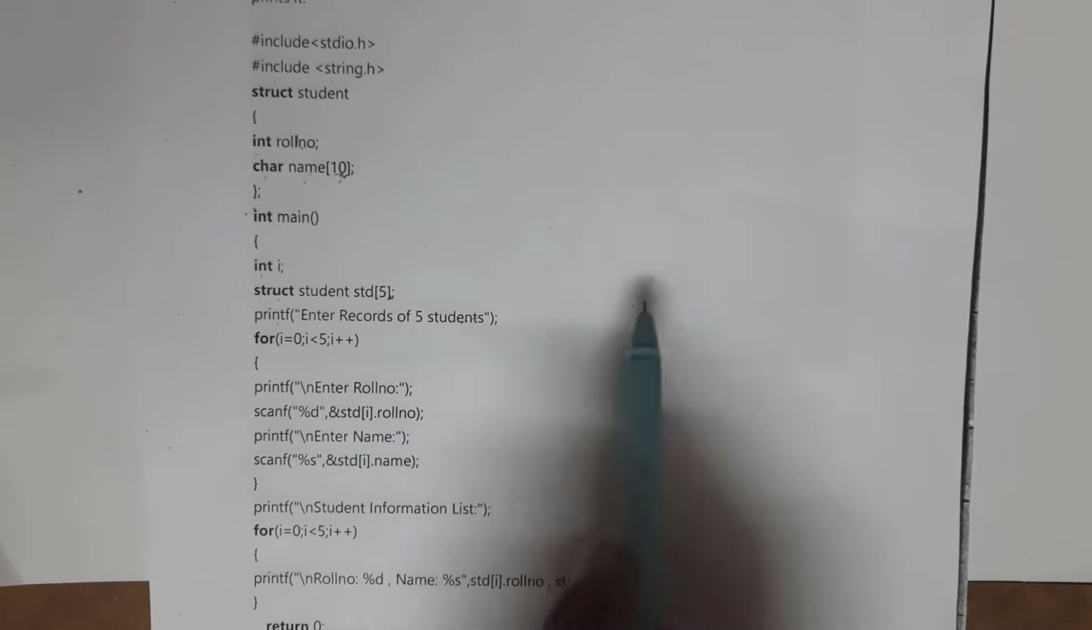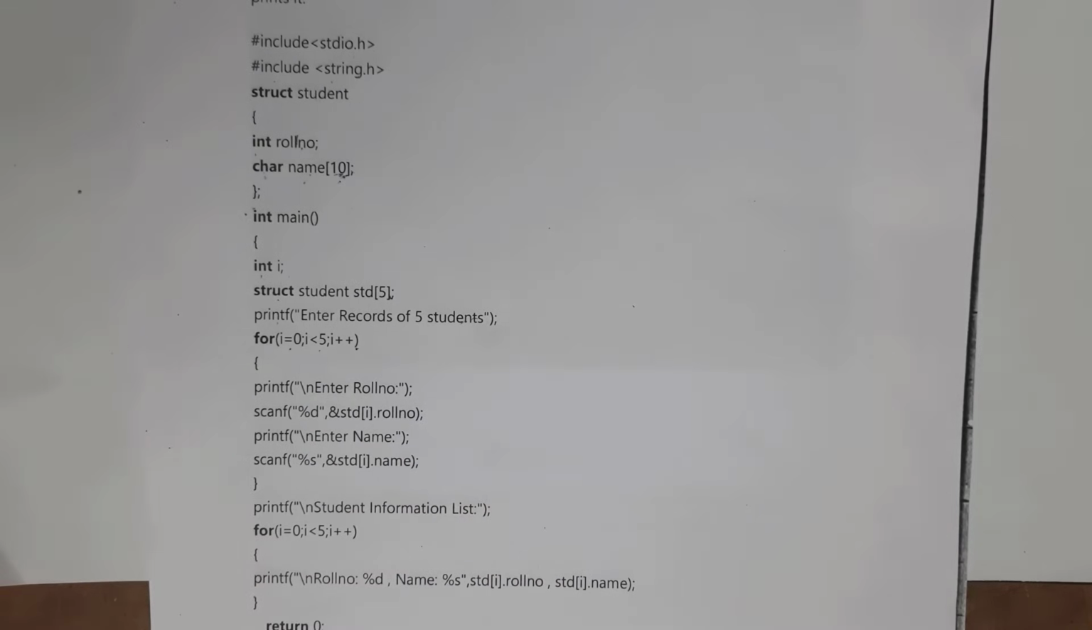Inside int main I wrote int i. Here this int i is for the loop. So here I wrote int i and struct student std of 5. By writing this I can include details of 5 students. After that I wrote printf enter records of 5 students. Whenever you write this printf statement, on the output screen you can see enter records of 5 students. After that I took a for loop, and inside the for loop I wrote i equal to 0, i less than 5, i plus plus. That means I can show details of 5 students starting from 0, 1, 2, 3, 4.